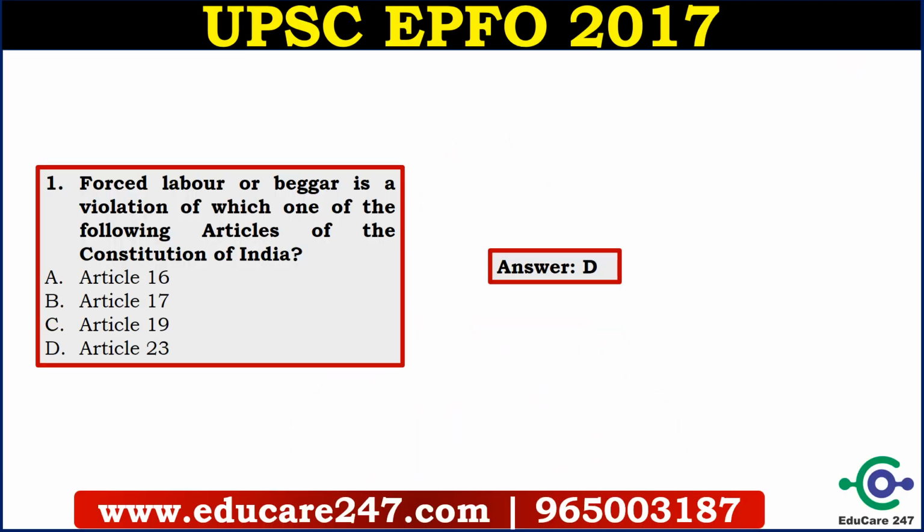The first question is, forced labor or beggar is the violation of which of the following articles of the Constitution of India? The answer is Article 23. This question is from the topic of fundamental rights, and fundamental rights are very important for any examination. Especially in the examinations which UPSC conducts, fundamental rights, directive principles of state policy, and the preamble are the most important topics. You have to learn these topics in a very thorough manner.